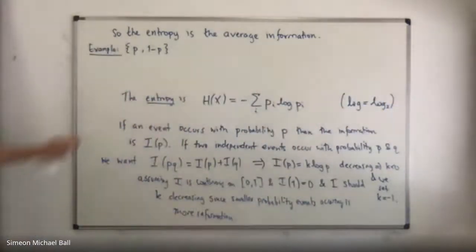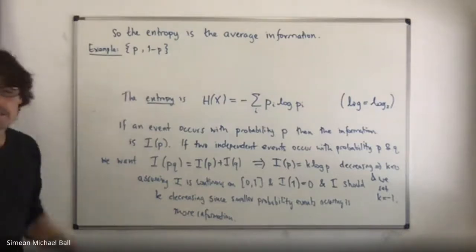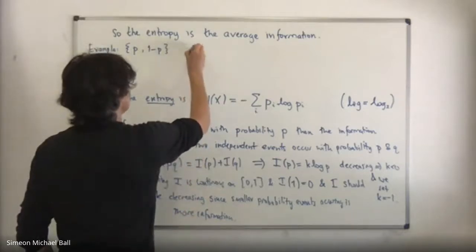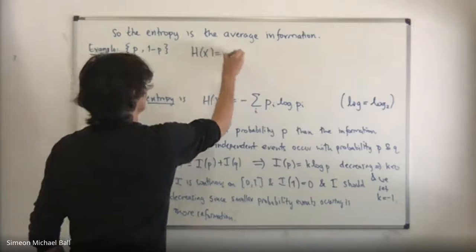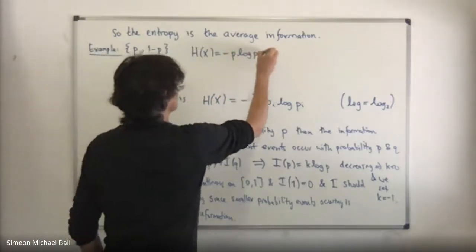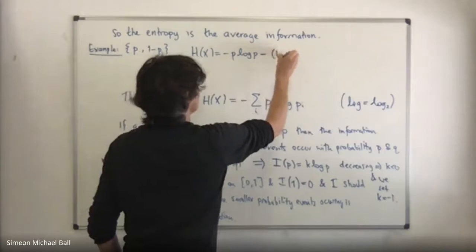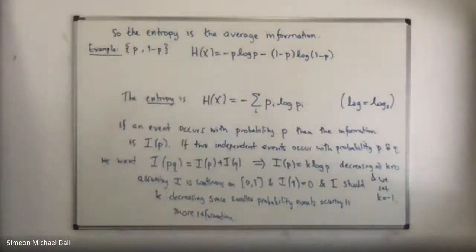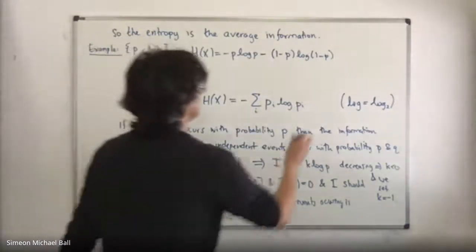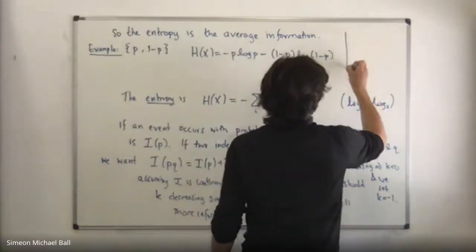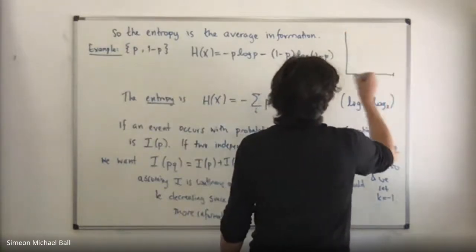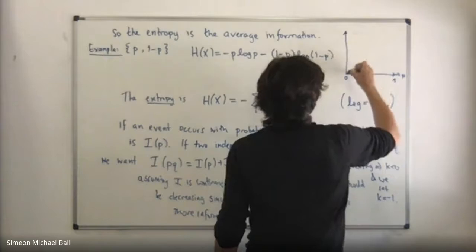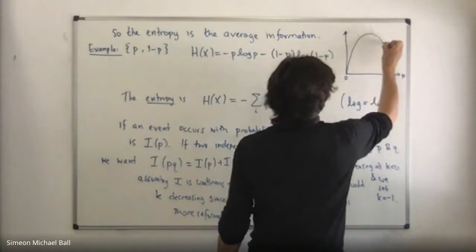So if we had this probability distribution P, 1 minus P, then the entropy would be minus P log P minus (1 minus P) log (1 minus P). And you can plot this curve for a probability between 0 and 1, and you get this beautiful thing. So you get 0 and 1, so this will be the p-axis. And if you do this curve here, you get something like that.